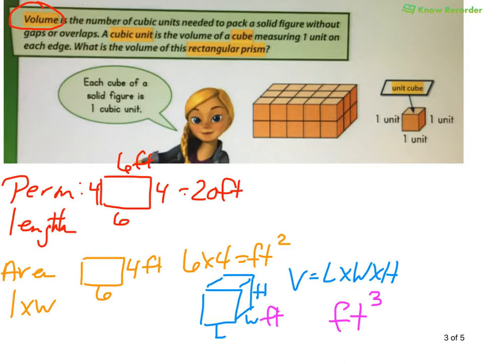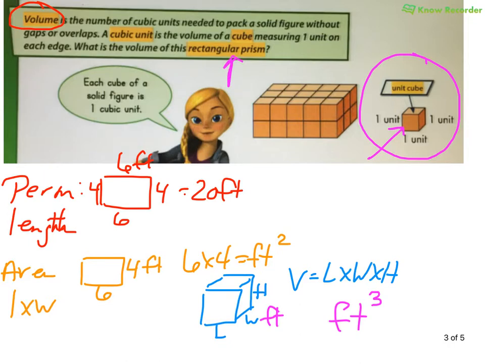All right, so cubic unit is volume of a cube measuring 1 unit on each edge. This is a unit cube. A unit cube is 1 cube whose every side is 1 unit large, no matter what you're measuring. And that will be a cubic unit. Now, we try to fit a bunch of these into an object to see how many cubic units or cubic feet or cubic centimeters or cubic whatever are going to fit into these geometric figures, like a rectangular prism.